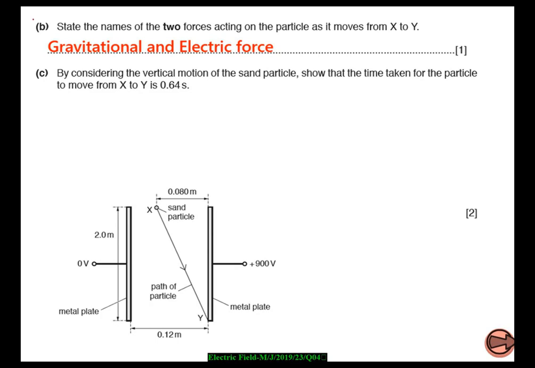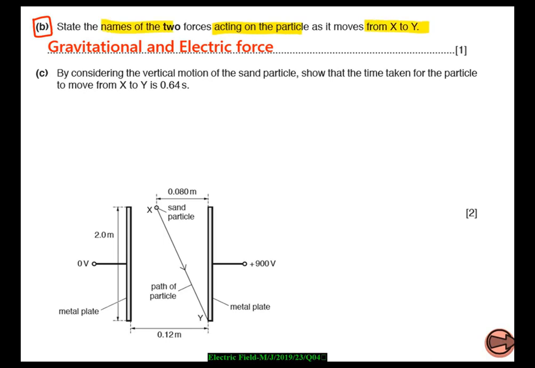Let's try to answer part B now. Part B is asking us to state the names of the two forces acting on the particle as it moves from point X to Y.